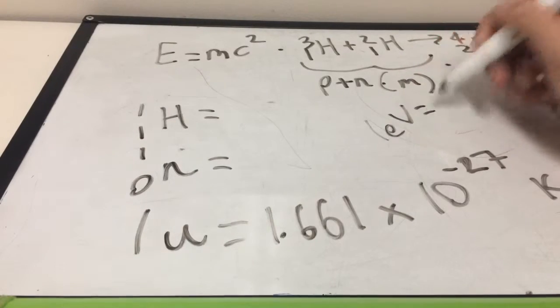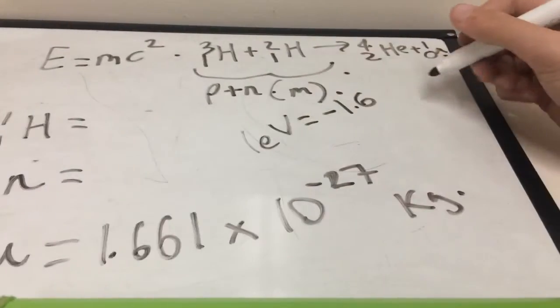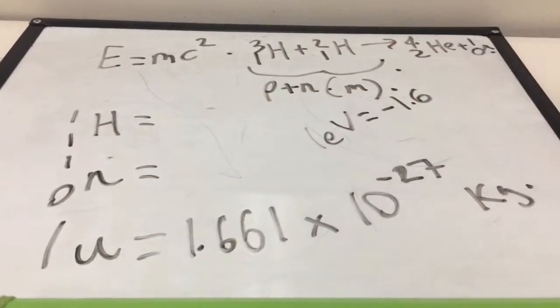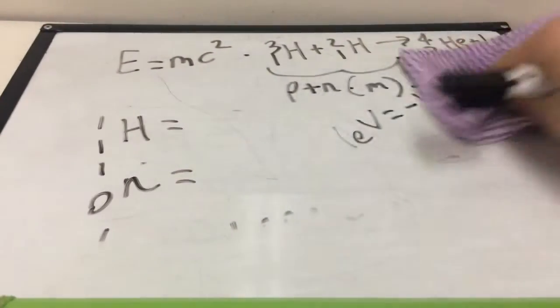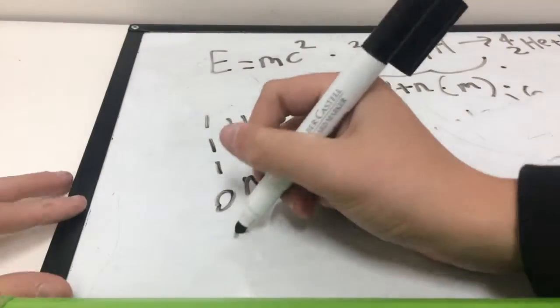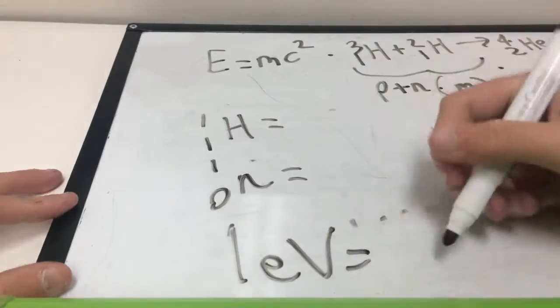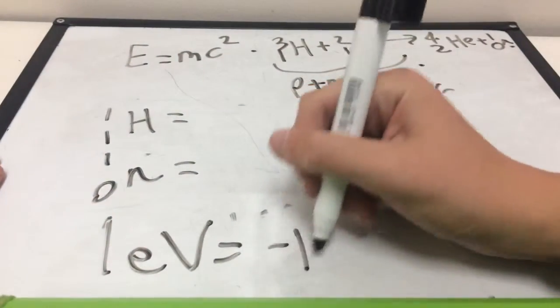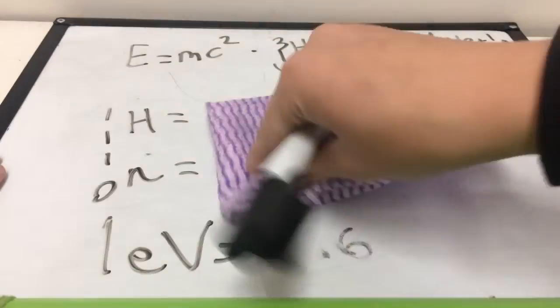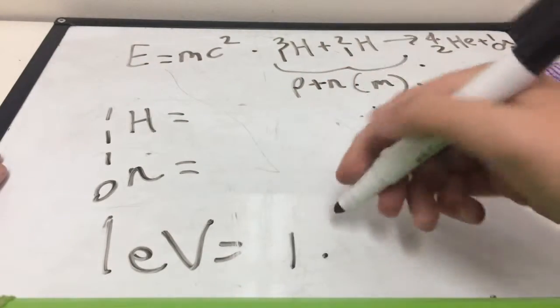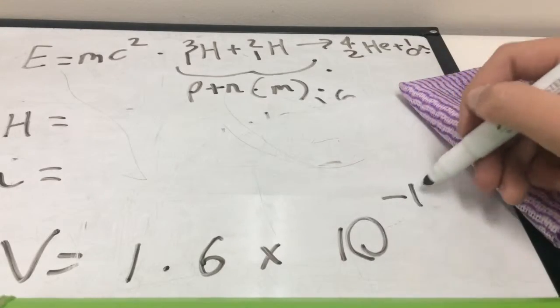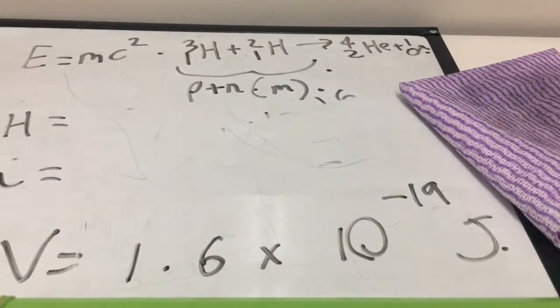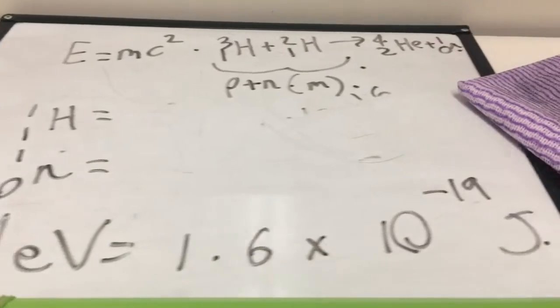1 electron volt equals negative 1.6. So make sure you've written this number down at the bottom. 1 AMU, and so on. Pause it and write that down. 1 eV. An eV is an electron volt. We'll go through what that is a bit later. 1 eV is 1.6 times 10 to the negative 19 joules, and that is 1 electron volt.